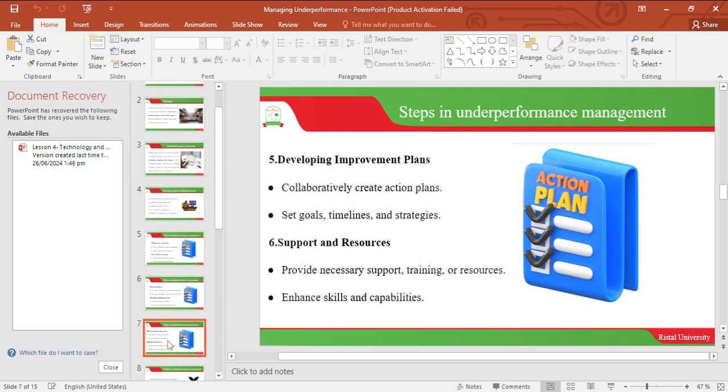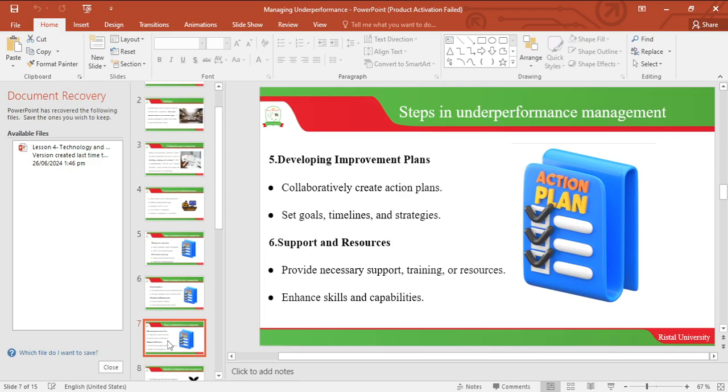The fifth step is you need to develop improvement plans. So when you talk of improvement plans, you need to call the individual employees. That's what we call collaboration. You need to collaborate with them and suggest the kind of plan you have for them. It's about training, it's about job rotation, whatever plan you're going to implement. You need to make sure that you involve the individual employees so that they know the plan the organization has for them in terms of improving their performance.